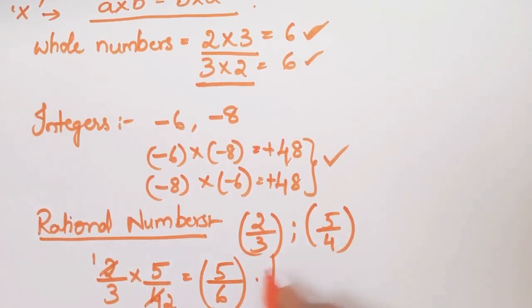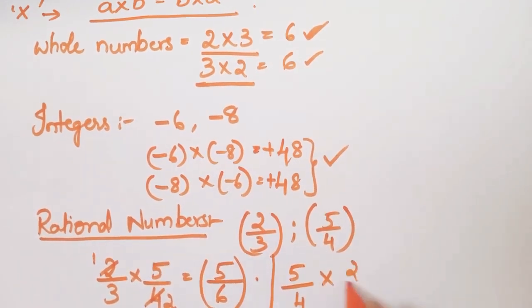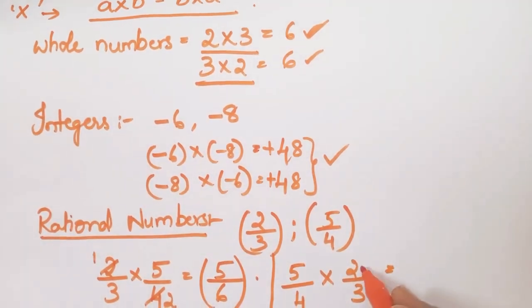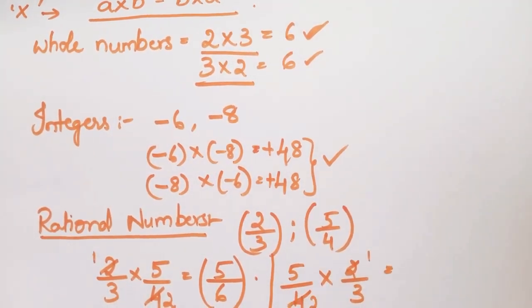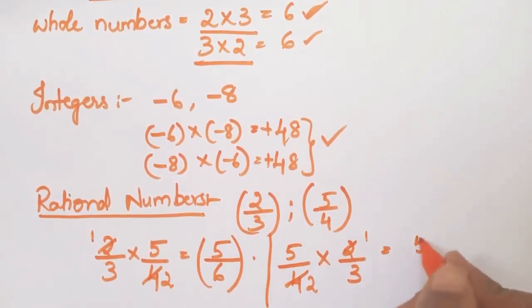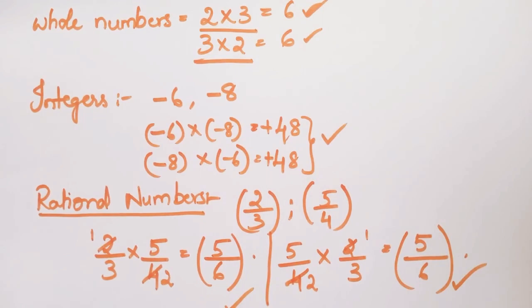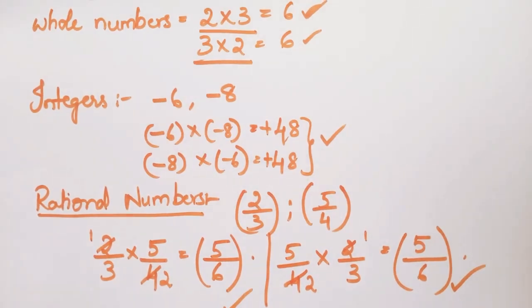Now let us check my B into A. That is 5 by 4 into 2 by 3. Just I reordered. Then any cancellations? 2 ones are 2, 2 twos are 4, and it gives you 5 into 1, 5, 2 into 3, 6. So it's the same over here and here. So I can say multiplication is commutative even for rational numbers.